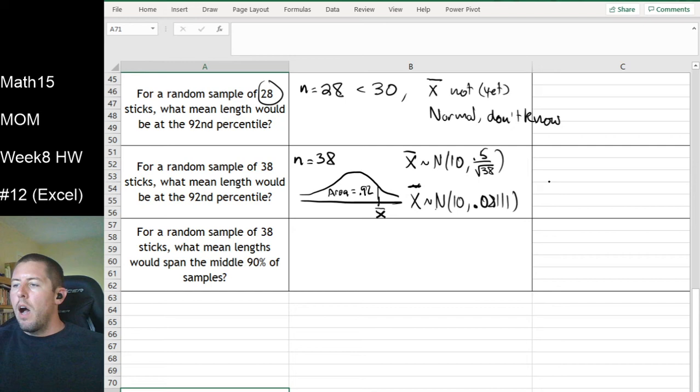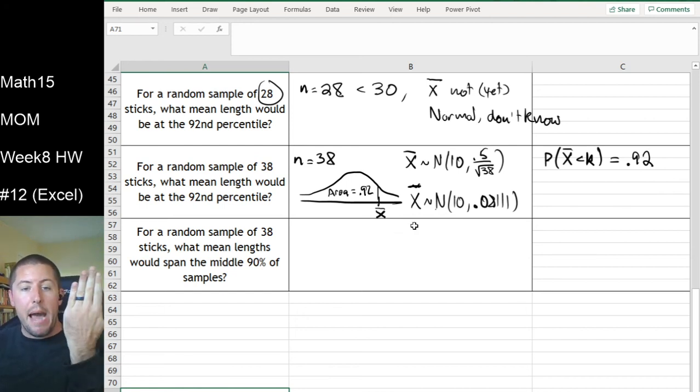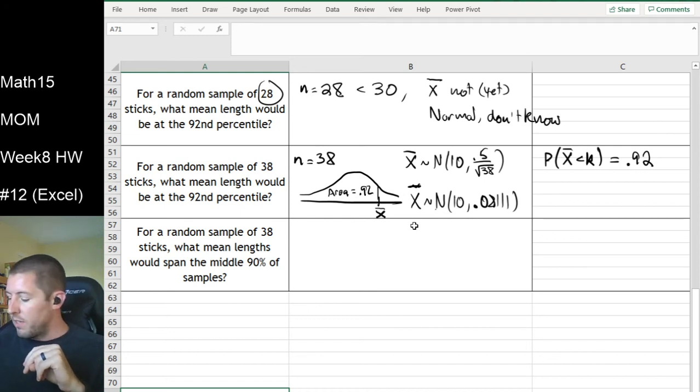All right. And so now I'm picturing that we actually know the probability. We just don't know what X is, so I'll call it K or something like that here. But we want to know what X bar, what X value are we at? So that 0.92 is the area to the left. We're asking this question backwards.